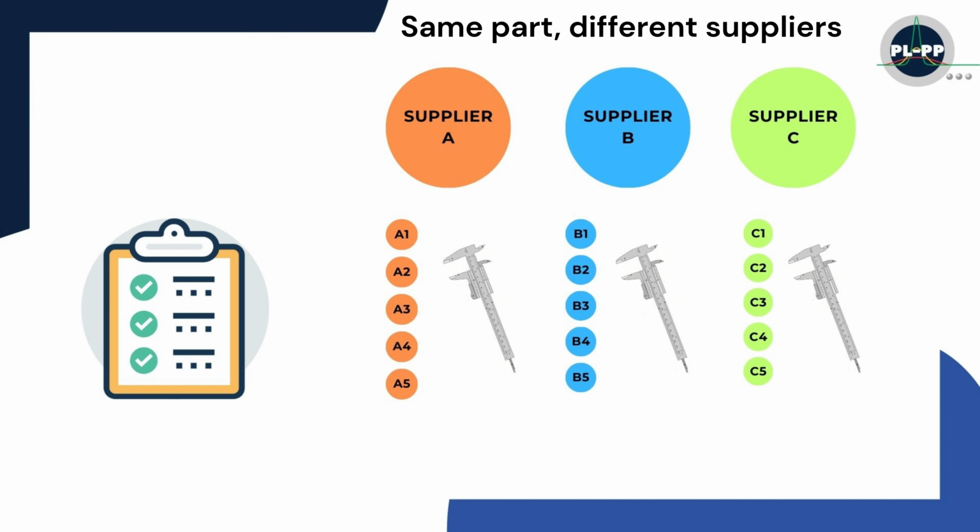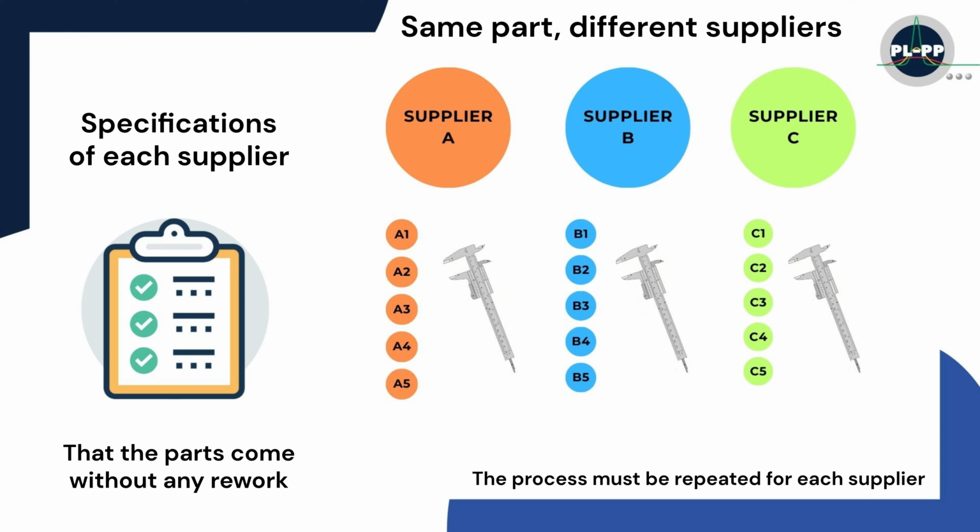The PLPP software can help you answer this question by evaluating the quality of purchased parts in a clear and objective way. All you need are the specifications from each supplier and to verify that they meet all requirements. If they do, then you request 5 manufactured parts, the dimensional report of each part from each supplier, and ensure that the parts are delivered with no rework.